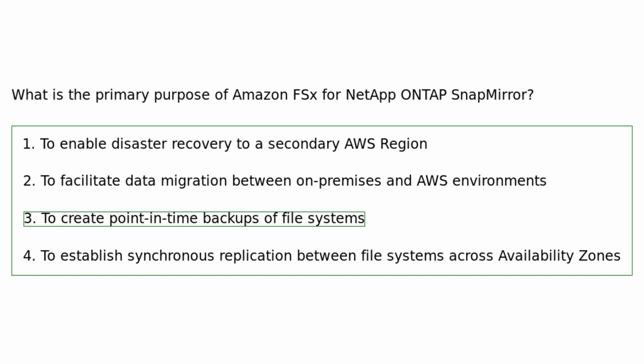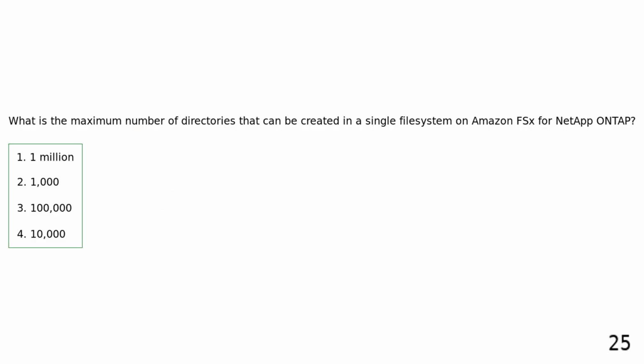Amazon FSx for NetApp ONTAP SnapMirror is a replication tool used for establishing synchronous replication between file systems within the same availability zone or across availability zones for disaster recovery purposes. What is the maximum number of directories that can be created in a single file system on Amazon FSx for NetApp ONTAP? 1 million. 1,000. 100,000. 10,000.